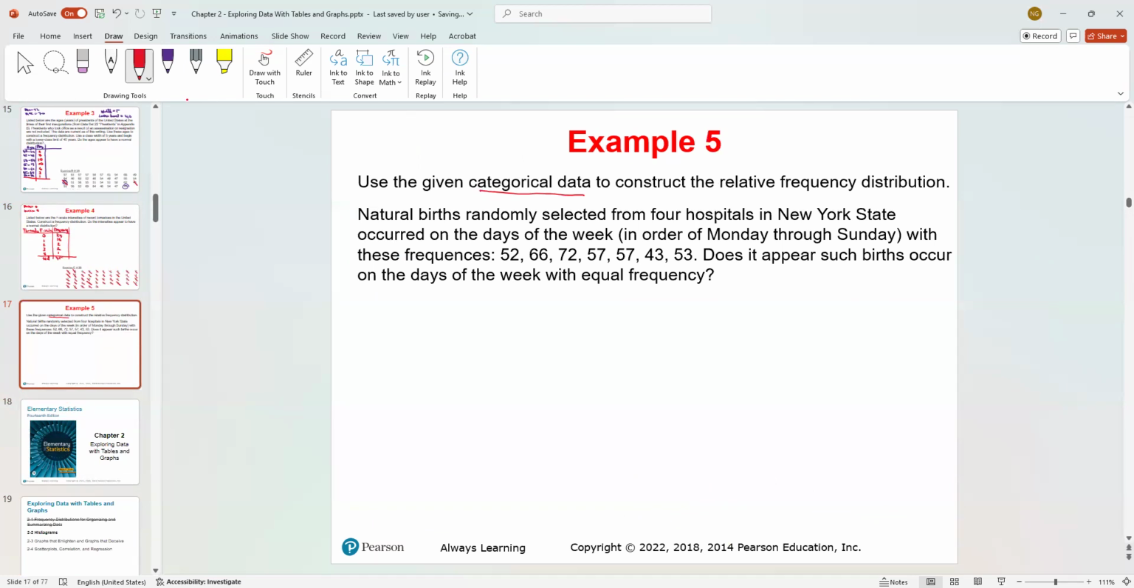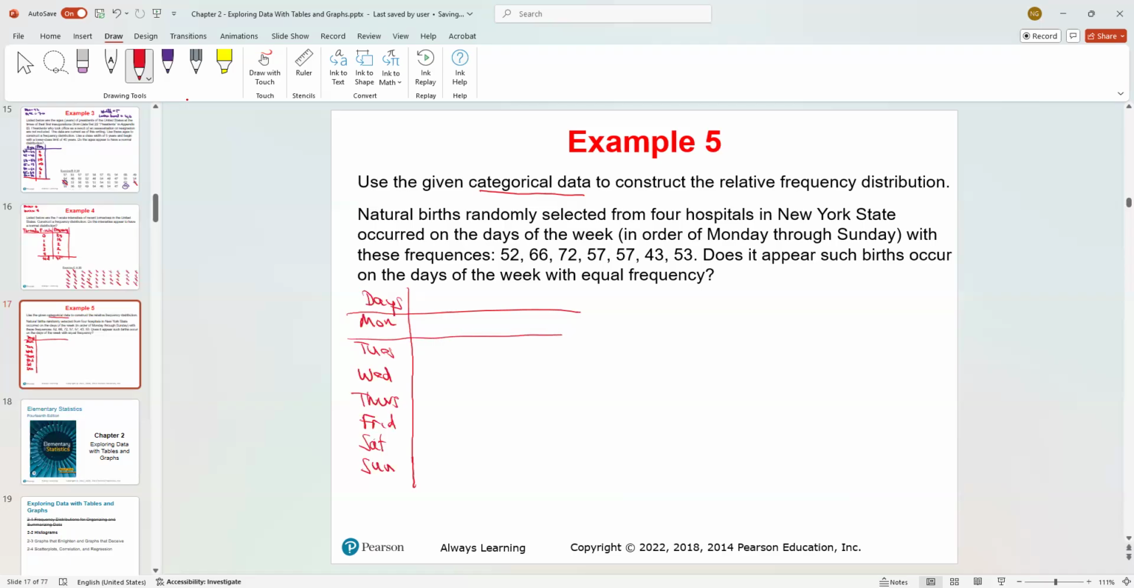I'm hoping you can remember how to do it because it says natural births randomly selected from 4 hospitals in New York State occurring in the days of the week. What are the days of the week? If you remember, it would be Monday, Tuesday, Wednesday, Thursday, Friday, Saturday, and Sunday. So we have 1, 2, 3, 4, 5, 6, 7.